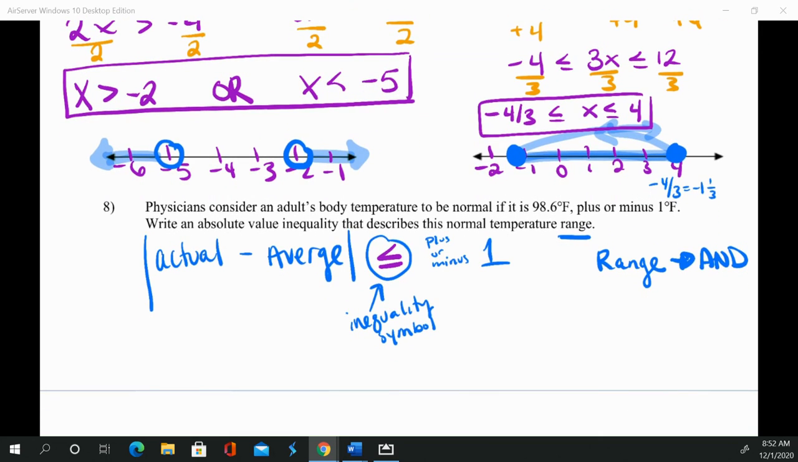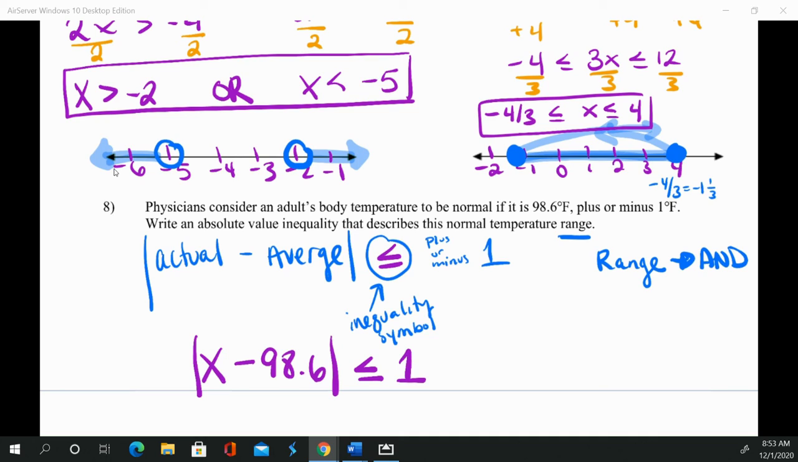So the actual value, that's just what we deem as x, minus 98.6, is less than or equal to 1. Whenever we model a situation with absolute value, it's always going to be minus. And whatever the plus or minus is, that's what it's set equal to. And then your job is to determine what the inequality symbol is. Is it this or that? In that case, it'd be greater than. Or is it between those two values? And in that case, it's less than or equal to.